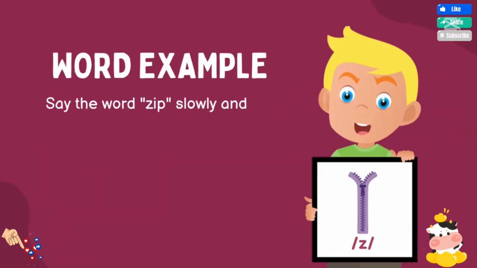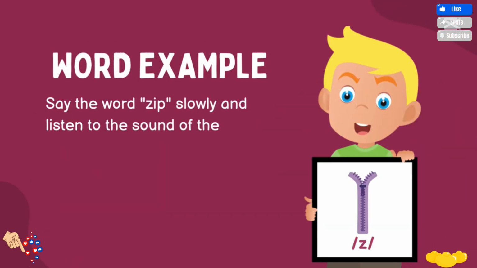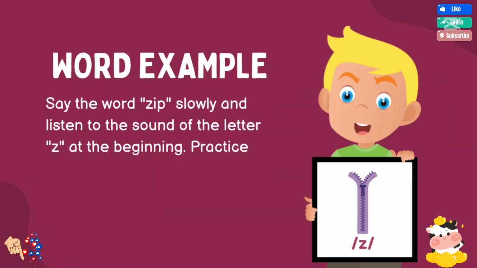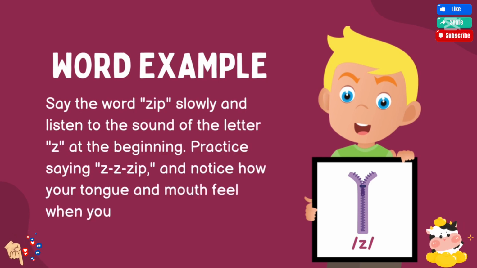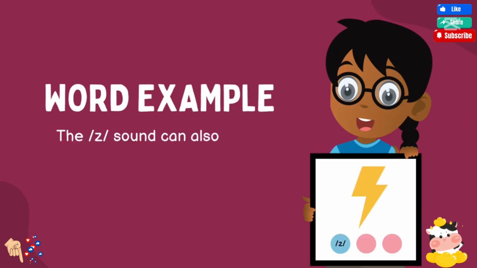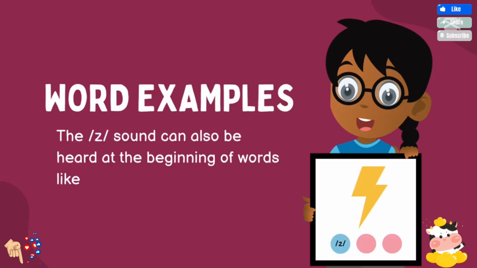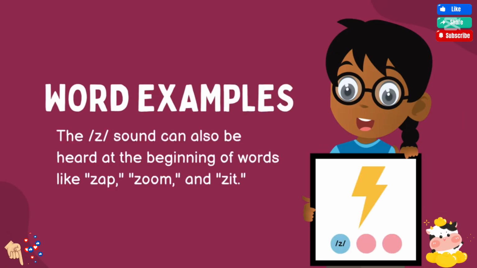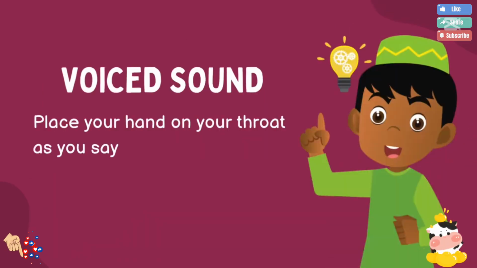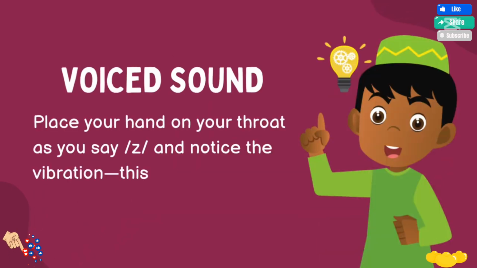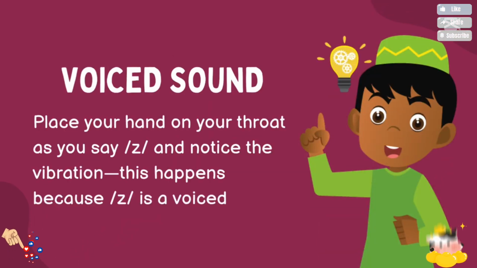Word example. Say the word zip slowly and listen to the sound of the letter Z at the beginning. Practice saying zip and notice how your tongue and mouth feel when you make the sound. The Z sound can also be heard at the beginning of words like zap, zoom, and zit. Voice sound. Place your hand on your throat as you say Z and notice the vibration. This happens because Z is a voice sound.